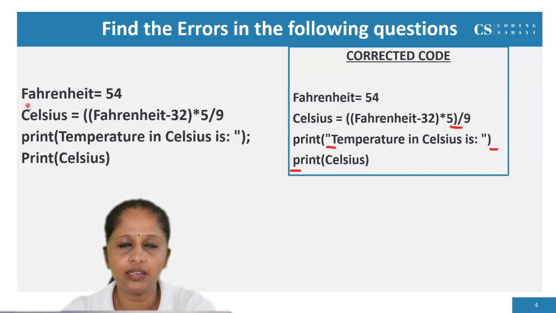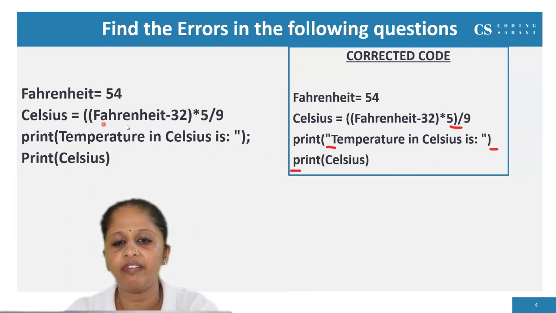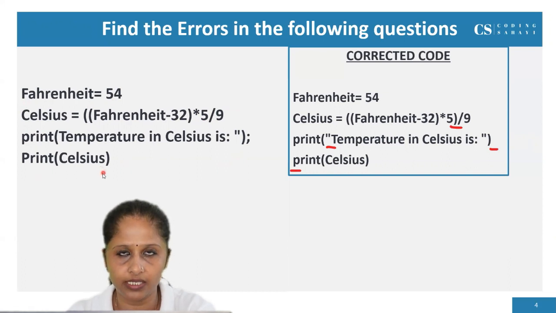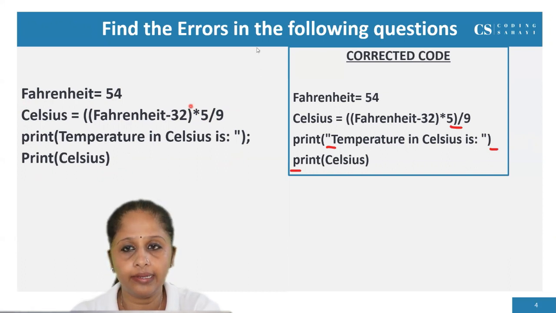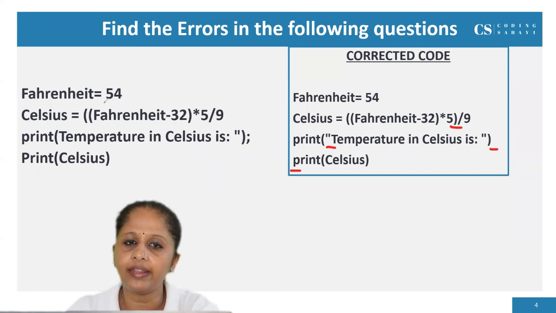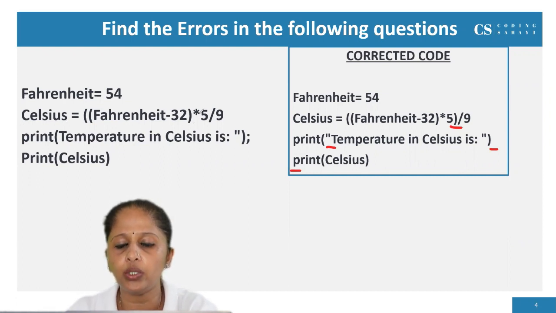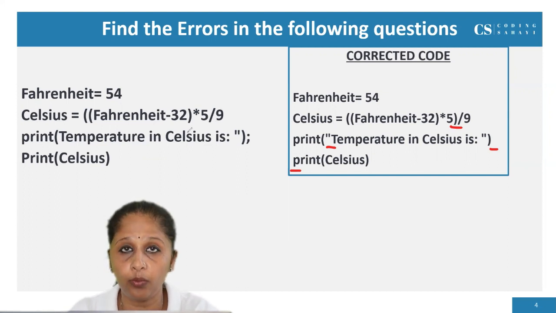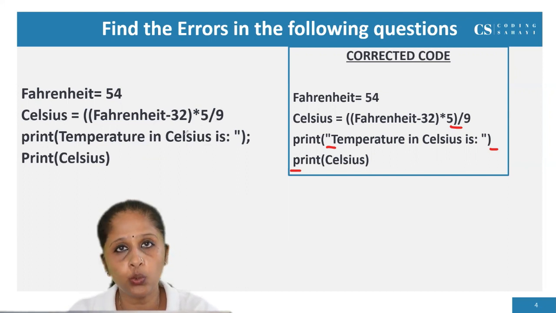So in the next question we have Fahrenheit is equal to 54, Celsius equals Fahrenheit minus 32 into 5 divided by 9. Then print temperature Celsius is and print Celsius. Okay. So let's see what are the errors in this code. So analyze the code first. So first it is written Fahrenheit is equal to 54. No problem. Okay, so in this line Celsius is equal to Fahrenheit minus 32 into 5 divided by 9. This is a program to convert Fahrenheit to Celsius.